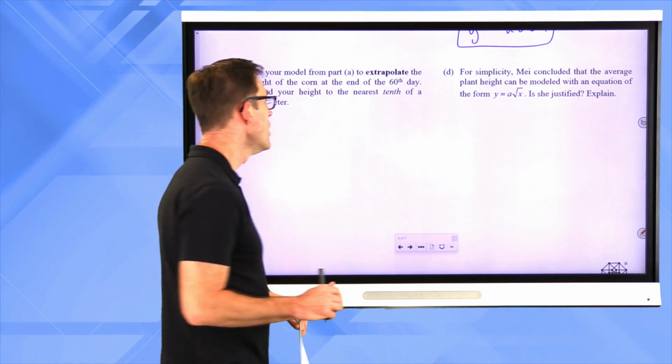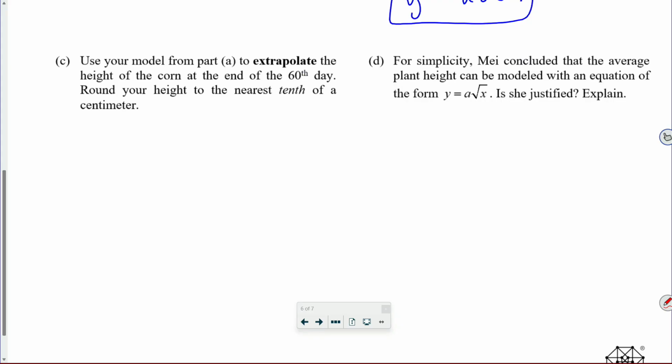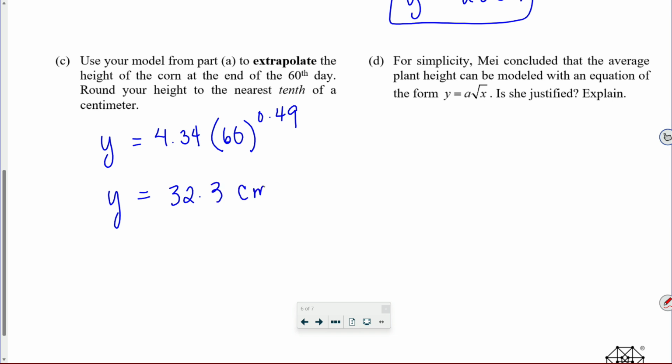All right, here we go. Well, again, we're just sort of using our model. We've got y is equal to 4.34 times 60 to the 0.49. And when we crank through that, we get 32.3 centimeters.